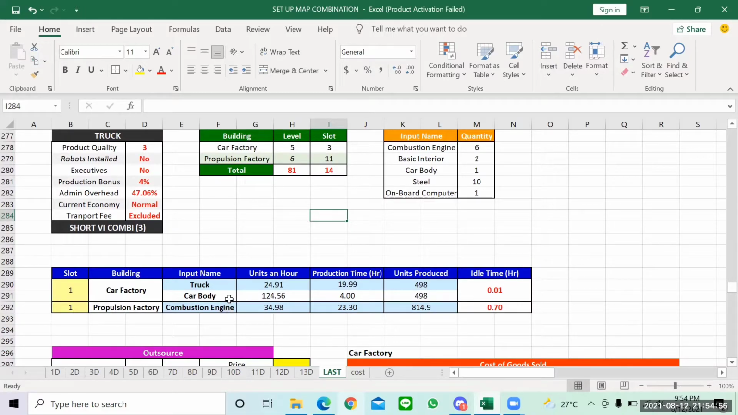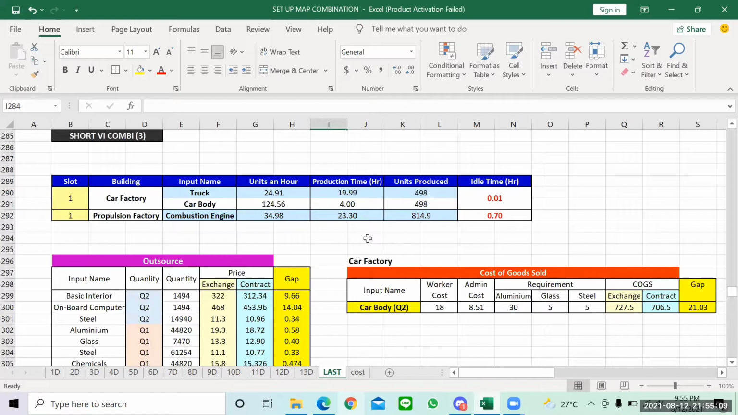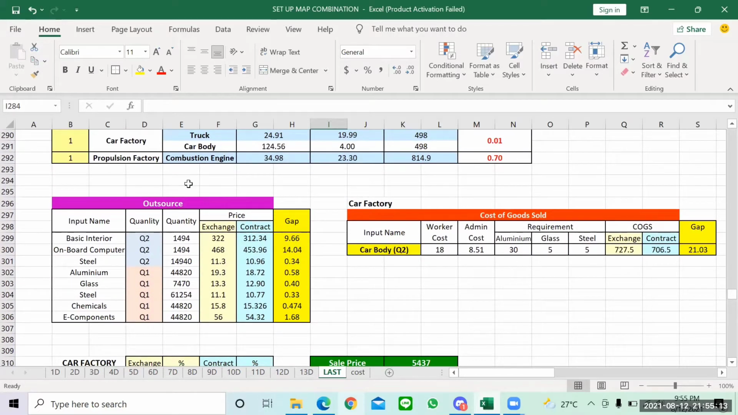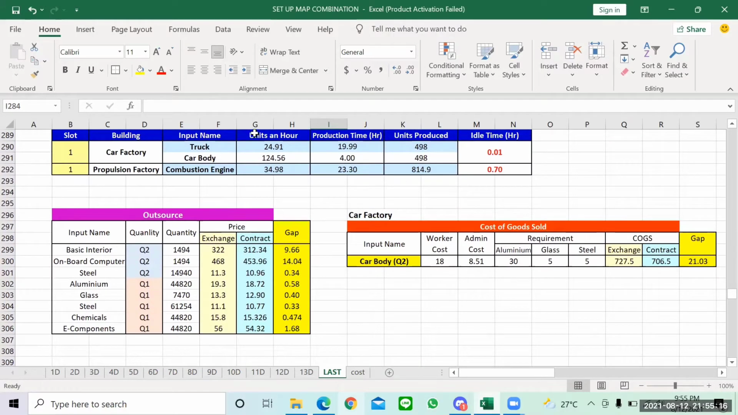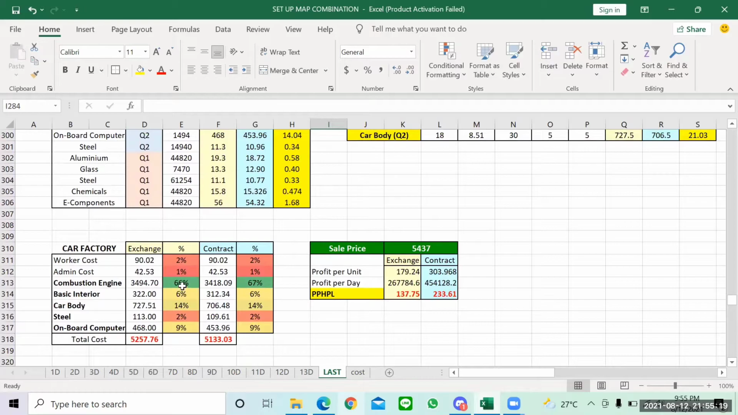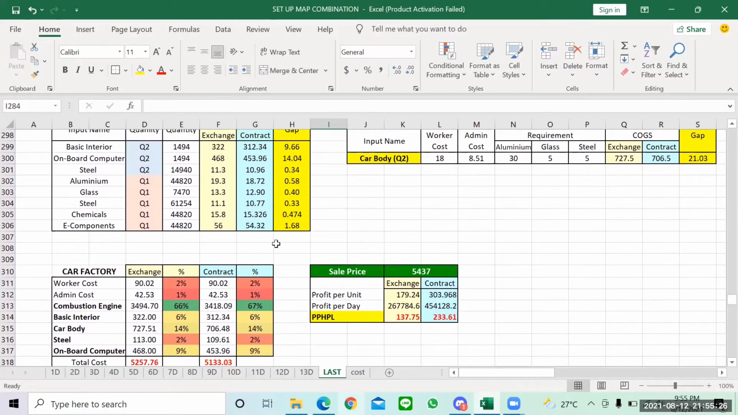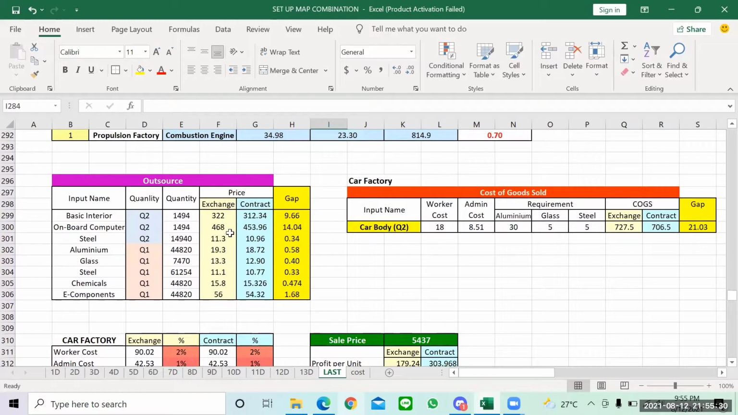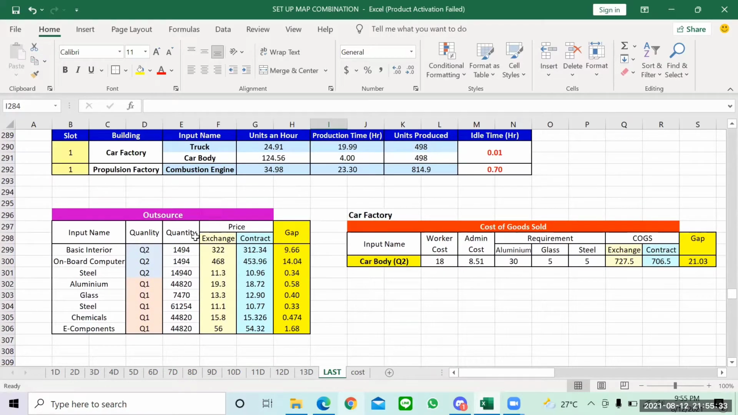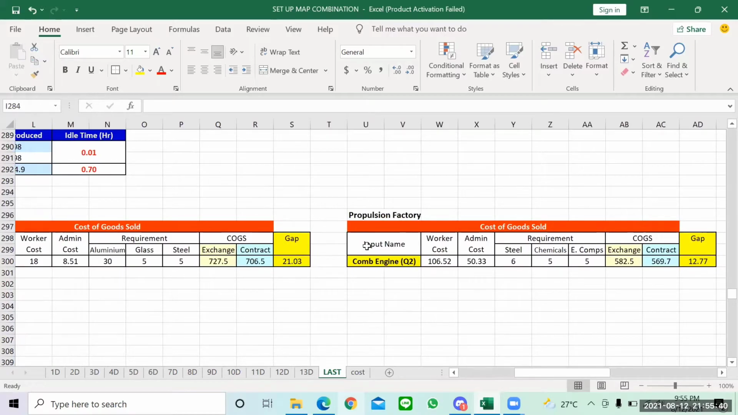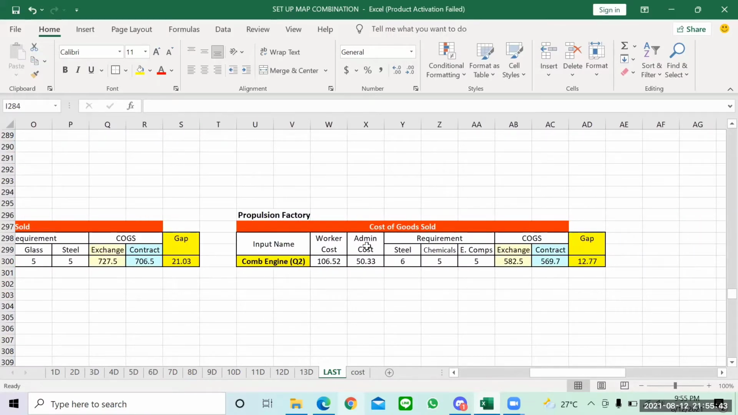Okay, so I just chose to produce car body and combustion engine, which are the main parts of the truck. It costs quite a lot for the truck. You can see the dependable here, 16.6% and 14%. Okay, so this is the input that you need to buy from other companies, and only two sourcing costs. This is for car body and this is for combustion engine.